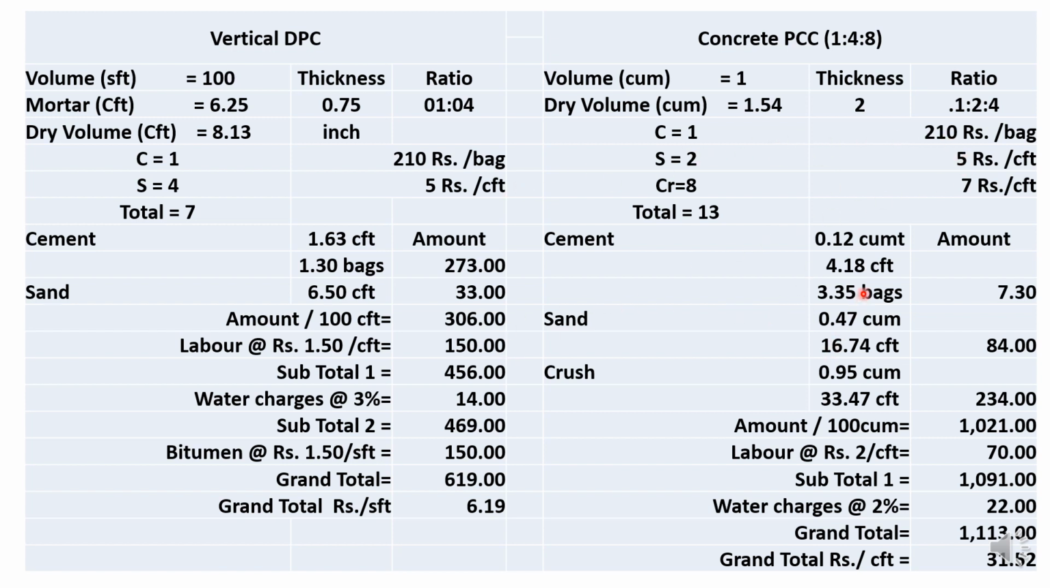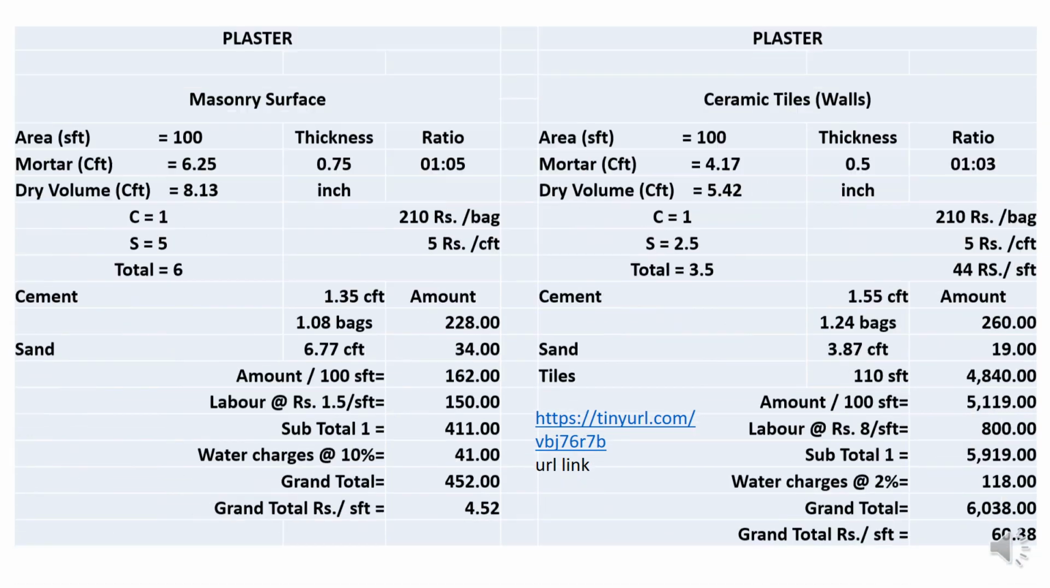PCC 1:4:8. Okay. Cement you require 3.35 bags. Amount will be 7. Sand will be 84 rupees. Aggregates will be 234. Total will be 1021. Labor will be 70 rupees. Total will be 1091. Water charges will be 22 rupees. Grand total 1113. So cost per CFT will be 31.52.